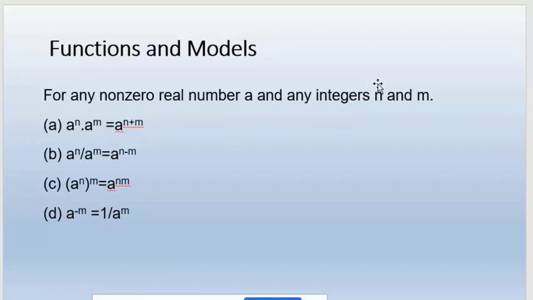Let's finish off what we started yesterday. Remember, we say for any non-zero real number A and any integers N and M, this is coming from that section dealing with exponents. In number A, we are saying same base, add exponents. You all still remember that rule?